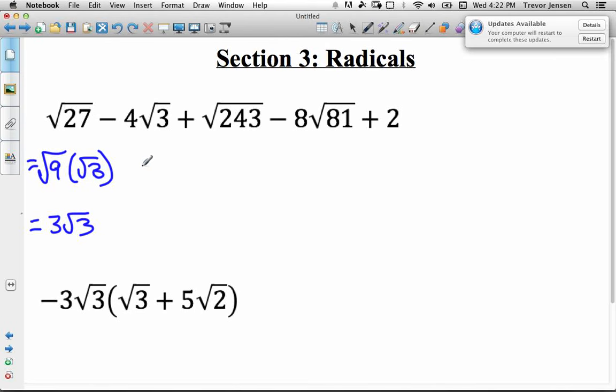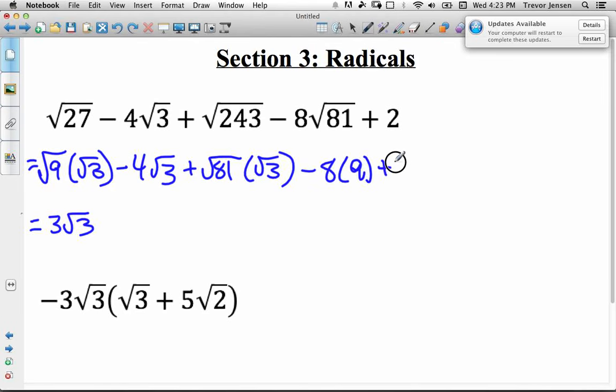I'm going to do the rest now as well. I can't simplify 4 root 3 because there are no perfect square numbers other than 1 that divides evenly into 3. I can simplify root 243. 81 is a perfect square number, and that divides evenly into 243. 81 goes into 243 3 times, so I can break it up into root 81 times root 3. And this one here, minus 8 times root 81, well, square root of 81, 81 in itself is a perfect square number, and 81 is equal to 9 squared, so the square root of 81 is 9, so this is just minus 8 times 9 plus 2.